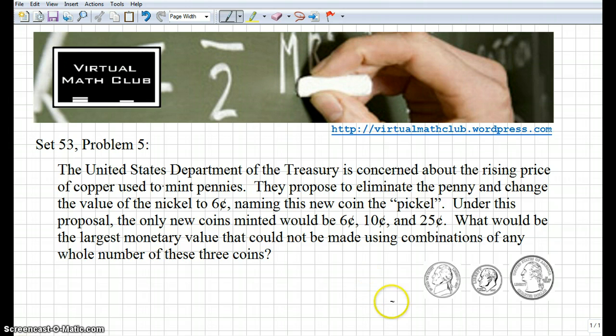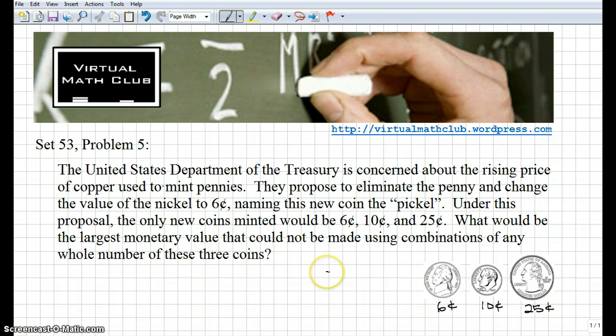Alright, so we have coins now. This looks like a nickel, but it's now a pickle, and it's worth 6 cents. And then the dime is still worth 10 cents, and the quarter is still worth 25 cents. Obviously, we can't make 1 cent. We can't make 2 cents, 3 cents, 4 cents, 5 cents out of these coins.